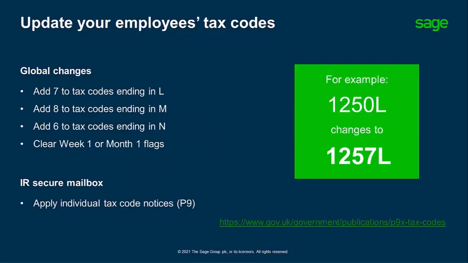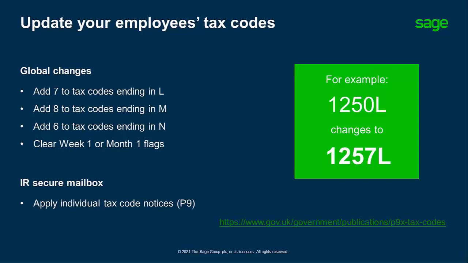Before you process payroll in the new tax year, you'll need to make changes to your employees' tax codes. You'll find full details of these changes on the P9X published by HMRC on the gov.uk website. But to summarise, from the 6th of April, all tax codes ending in L, M or N will need to be updated. Tax codes ending with L increase by 7, those ending in M increase by 8, and codes ending in N increase by 6. For example, tax code 1250L will increase to 1257L from the 6th of April.